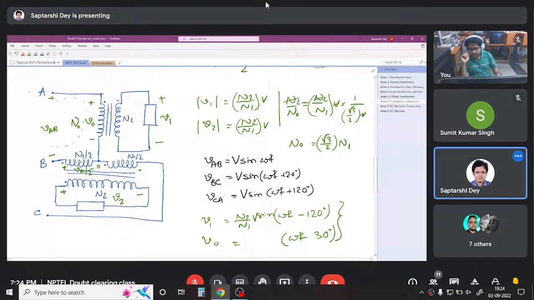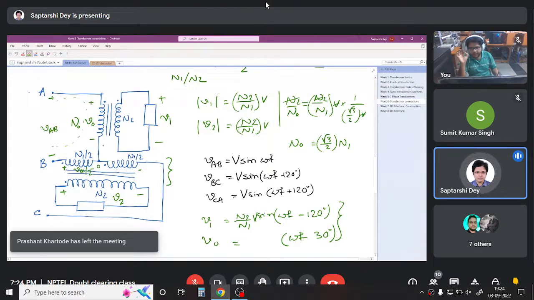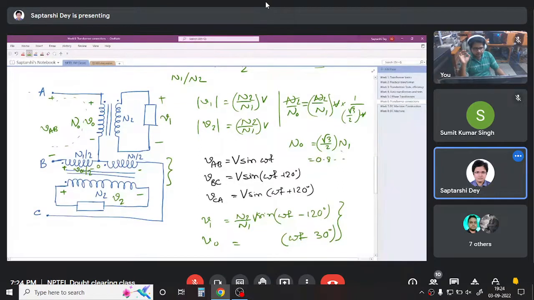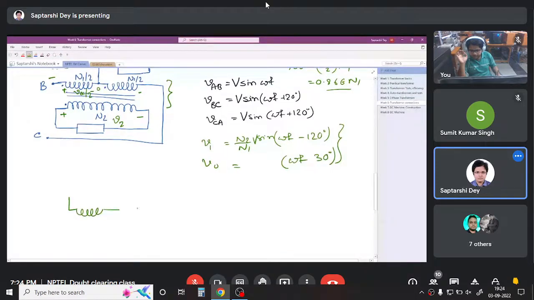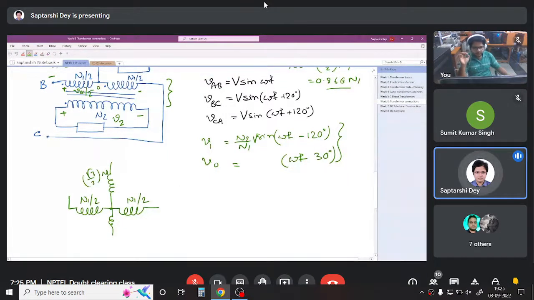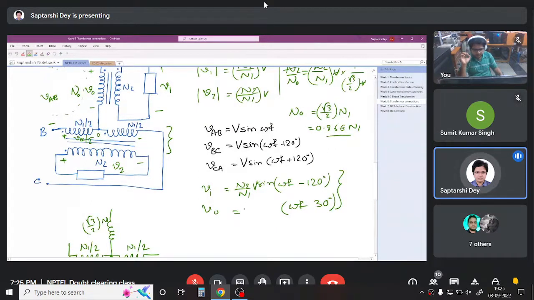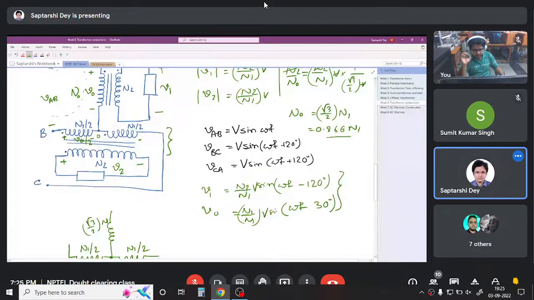As we said, these are two identical transformers, N1 by N2. For this transformer, we used the complete winding of the primary with a center tap, so N1 by 2, N1 by 2. But for here, we do not need the whole N1. What we need is root 3 by 2, that is around 0.866, N1. So how the connection would actually look is, for the primary I am drawing only, one is here with a central tap, the other with a tap somewhere here. This is not needed. So if this is N1 by 2, this is N1 by 2, this is root 3 by 2 N1. If we do this, then our secondary voltages also become equal, N2 by N1 V sine omega t.